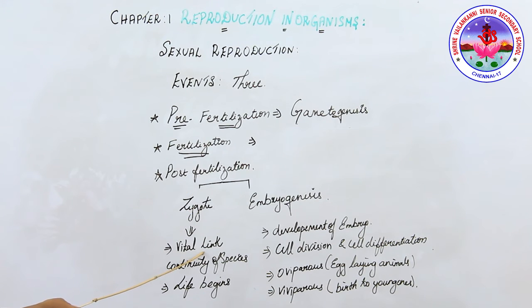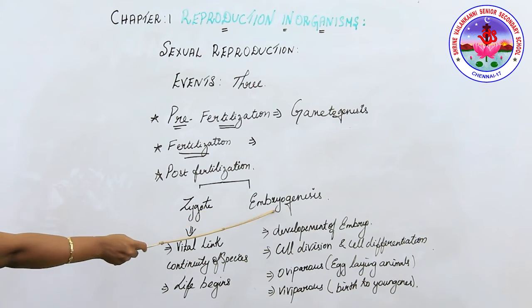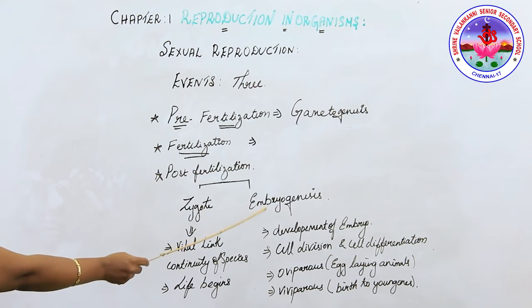So zygote is a vital link that ensures continuity of species between organisms of one generation and the next. Moreover, the important thing is that life starts at this stage called zygote. So every sexually reproducing organism, including the human being, begins life as a single-cell zygote. Next we're going to discuss embryogenesis.